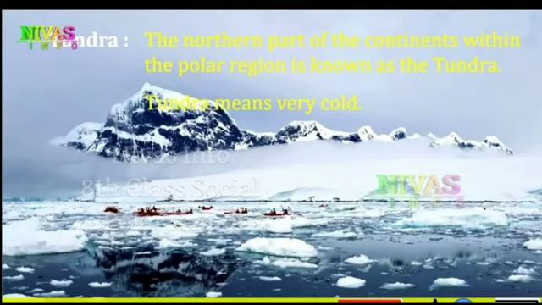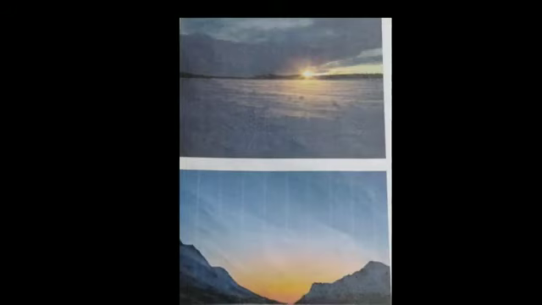The northern part of the continent within the polar region is known as the tundra region. Tundra means very cold, and here the oceans and seas are frozen. It is a place where you find 6 months of day and 6 months of night. Children, for us, we have 24 hours, with 12 hours of day and 12 hours of night. But near the poles there are 6 months of day and 6 months of night. So it is very cold here.